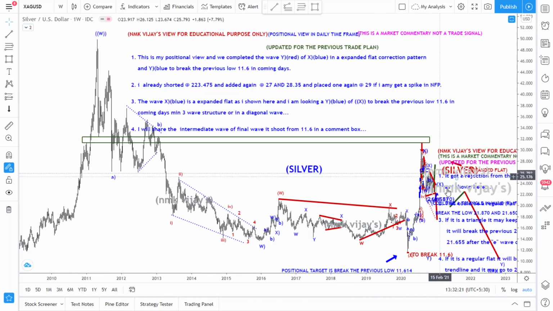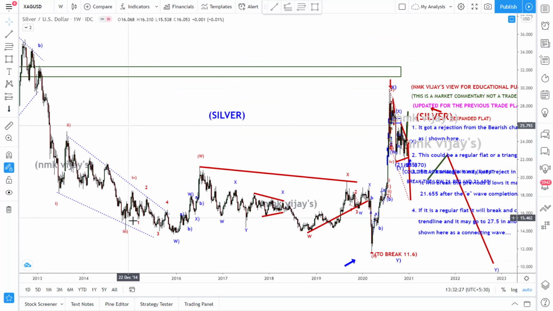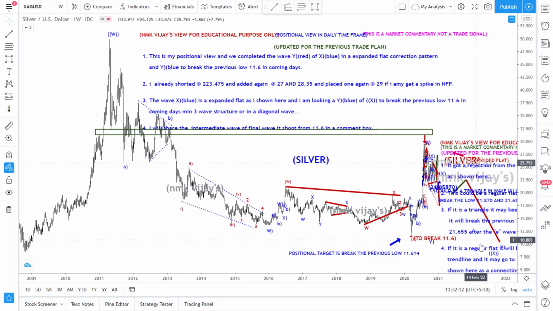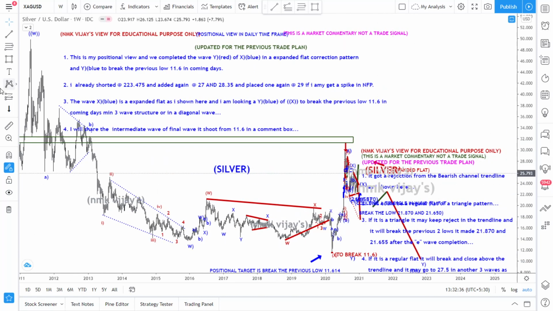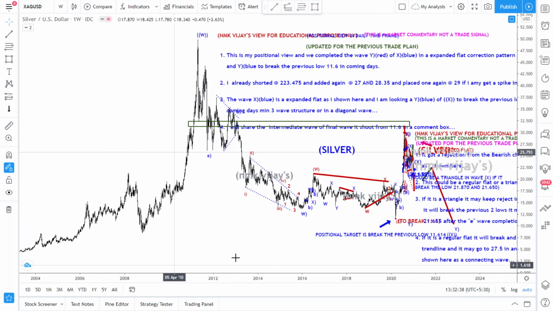But it will take more time also, because it can do this a lot of times. This kind of wave formation can happen, because it's a Y wave, and it could be an ending diagonal triangle also. In that case it will take more time. So I think you understand this thing.